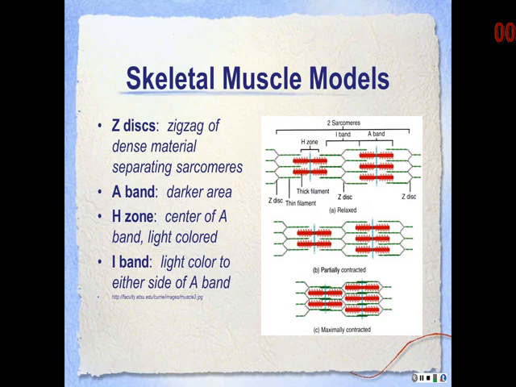The Z-discs are a zigzag of dense material separating the sarcomeres. The A-band is the darker area between the Z-discs. The H-zone is in the center of the A-band and is the light-colored area. The I-bands are located to either side of the A-band and are also a light color. So on the ends you have the Z-disc, you have the A-band, you have the H-zone in the middle, and you have the I-bands here on the ends.